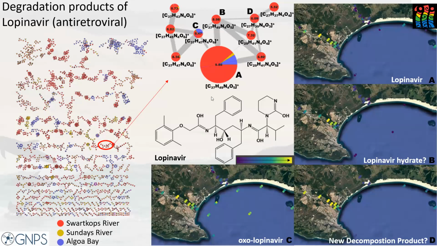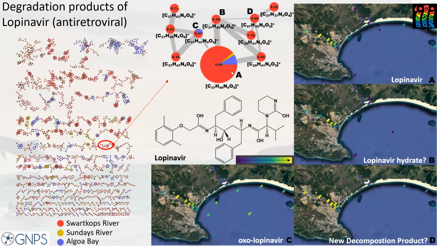All right, then I employed the molecular network to look for molecules and their possible decomposition products. So I had one match here, for example, lopinavir. It's an antiretroviral drug. Then I looked at the molecular network. I did this for a couple of the annotated compounds to see, can we maybe find new decomposition products? Then what you see on the right here is basically the spatial mapping data.